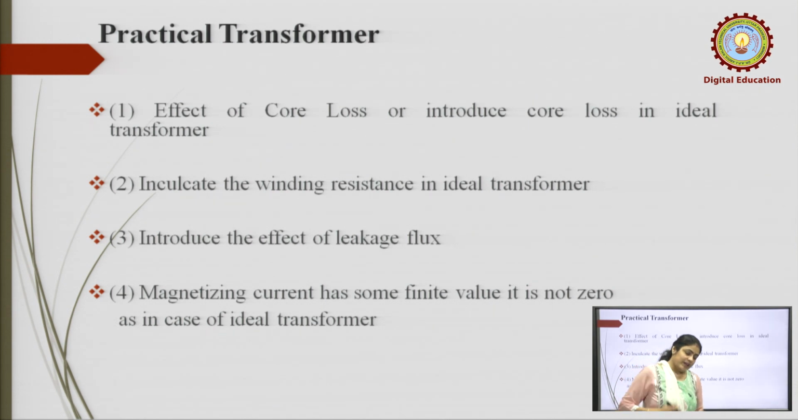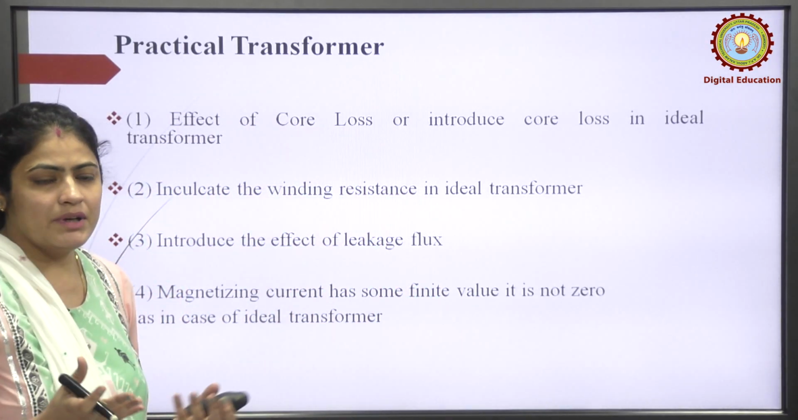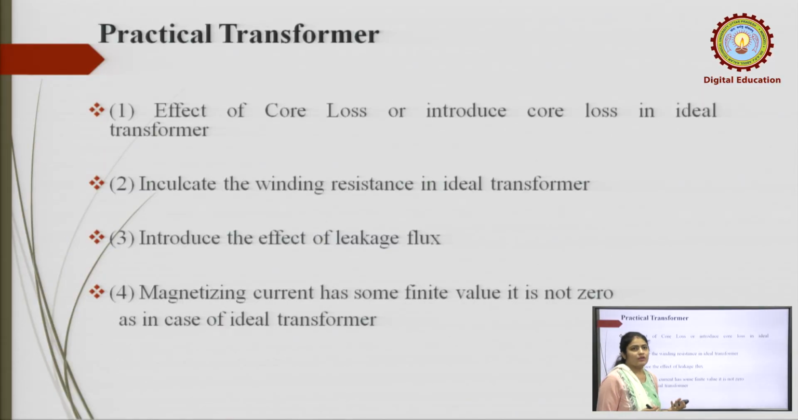In the ideal transformer we assumed there is no winding resistance, but in the practical transformer, as you already know, nothing is ideal. So we incorporate all this reality into the practical transformer so that we can understand how the transformer behaves. First, I have incorporated the core loss into the transformer. Second, we now consider the winding resistance of the primary and secondary windings of the transformer.